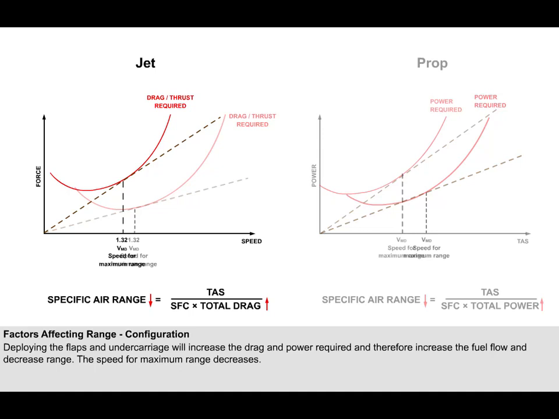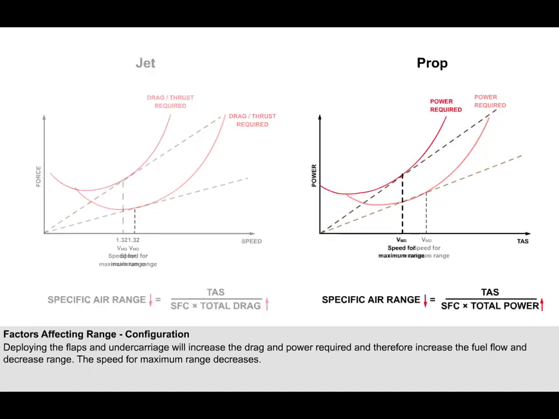However, notice that the speed for maximum range, 1.32 VMD, is now lower. Looking at the graph for a propeller aeroplane, you can see that matters are much the same. With gear and flaps deployed, more power is required. Therefore, fuel flow increases and range decreases. But also notice that the speed for best range, VMD, is lower.